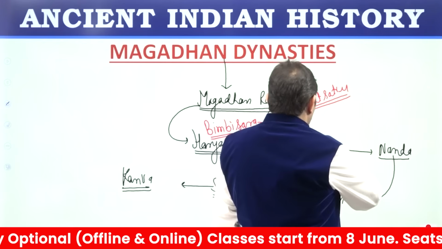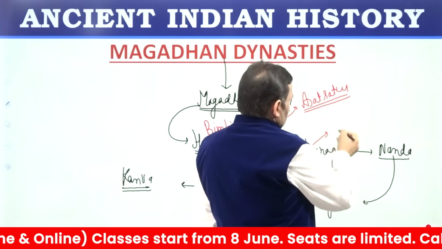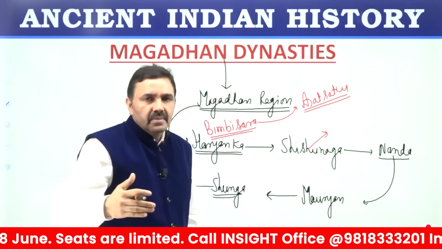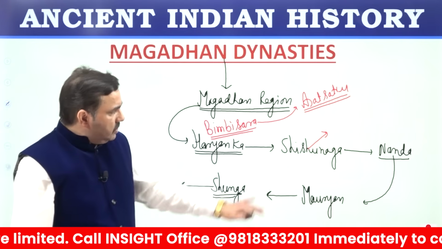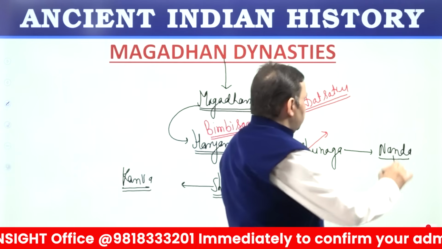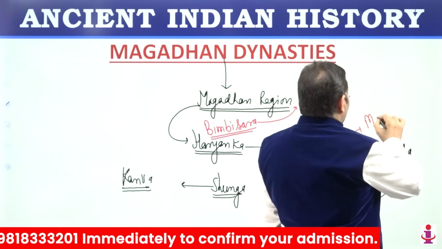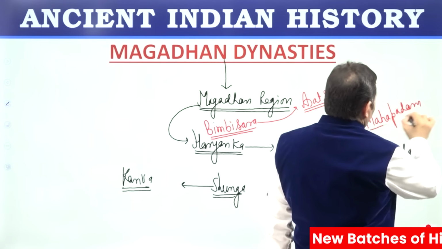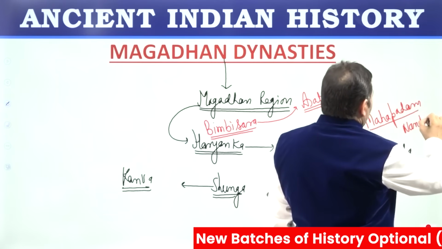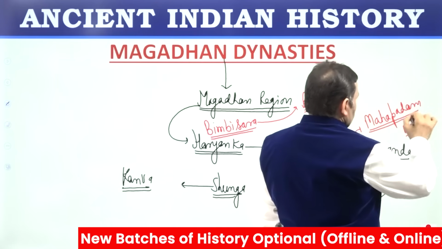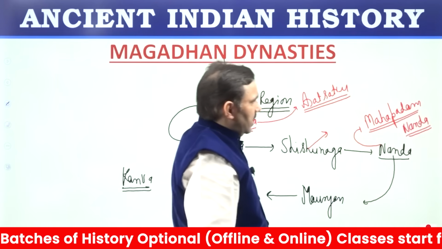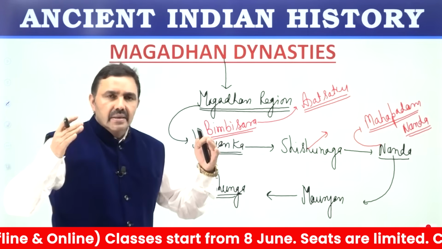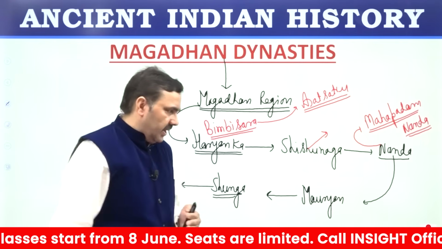Ajatashatru also fought against his enemies. He conquered Vaishali area by defeating Lichavis. Shishunag was the founder of Shishunag dynasty. Mahapadam Nand, very powerful ruler. And Mahapadam Nand was the first empire builder in Indian history. He conquered Odisha, Kalinga region known by the name of Kalinga at that time. He was the first empire builder. So he transformed a Mahajanpada into an empire.